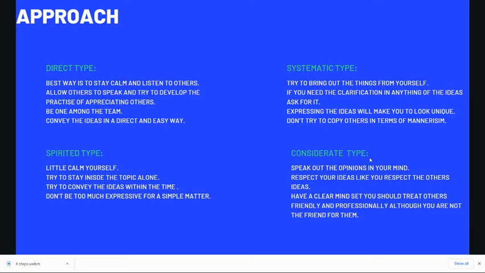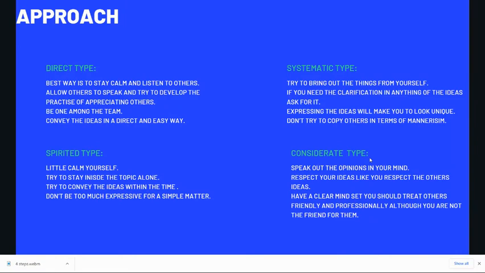When you feel that you are the systematic type, try to bring out the things from yourself. If you need clarification on any ideas, ask for it. Expressing the ideas will make you look unique. Don't try to copy others in terms of mannerisms too. For example, it may suit others, but it will not suit you. So you should never copy it.